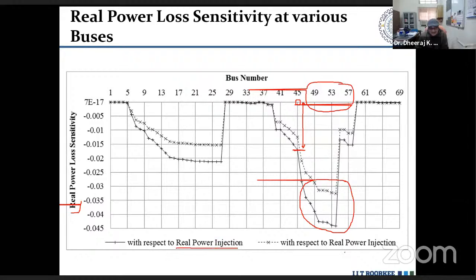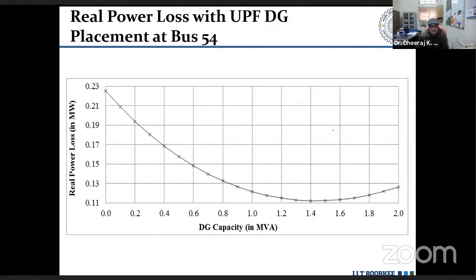Here one is reactive power injection, one is real power injection. With respect to both, these buses are sensitive buses. Among these, 54 is one, so we selected 54. Here we varied the DG size at bus number 54 from 0 to 2 MVA, and we computed the real power losses.